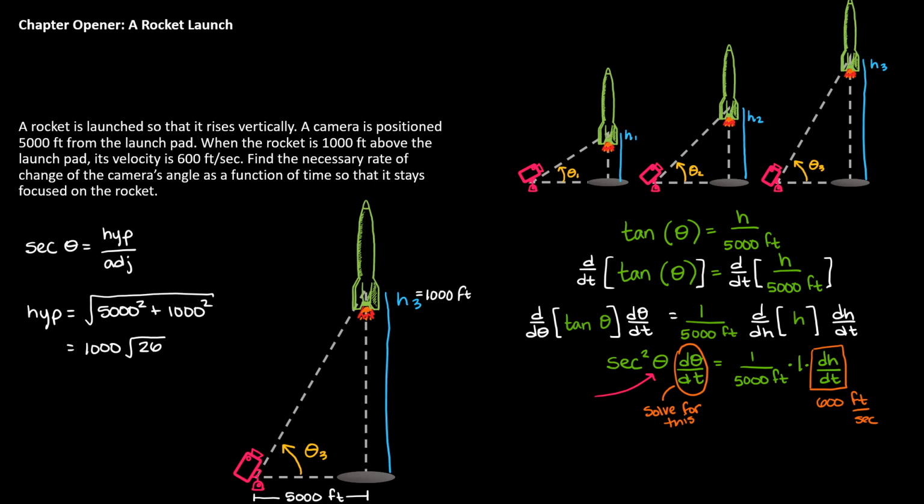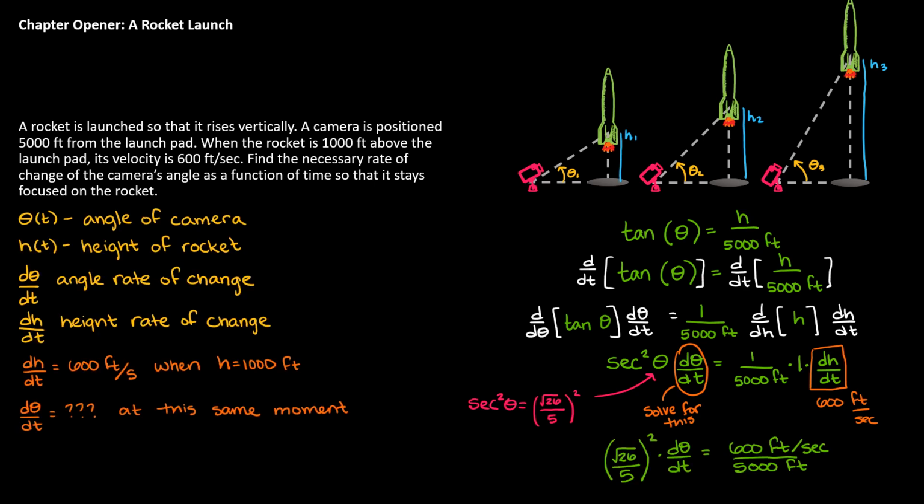We can see that the hypotenuse has to be 1,000 times the square root of 26. Using that, as well as the adjacent side of 5,000 feet, we can come up with a ratio for secant theta. And let's simplify that. We'll divide off a factor of 1,000. So secant of this angle, we don't know what the angle is, but we know that the secant of it is the square root of 26 divided by 5. So that's what we're going to plug in to secant squared. So we will have the square root of 26 divided by 5 squared instead of secant squared theta.